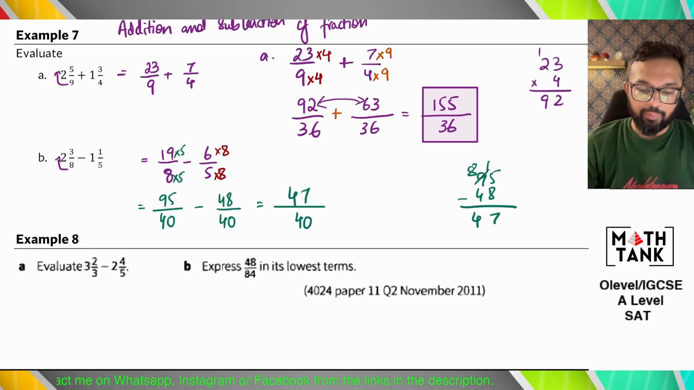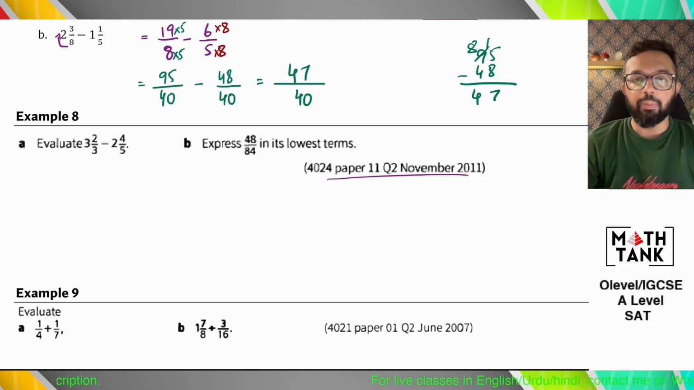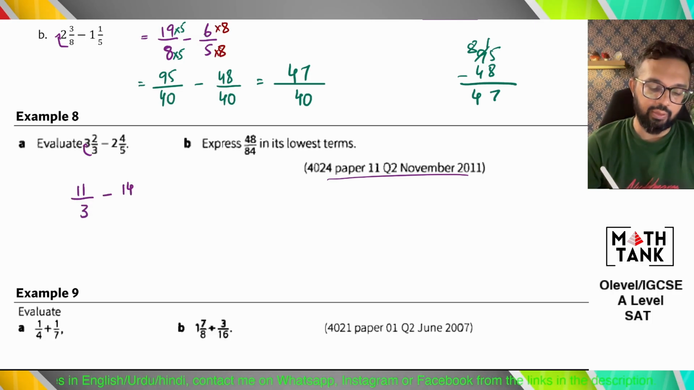These are actually past paper questions as well. You see this one, this is the exact same question from the past papers. This is from 4024 paper 1. That means you have to do this without a calculator. So 3 times 3 is 9. 9 plus 2 is 11. 11 over 3 minus 14 over 5.